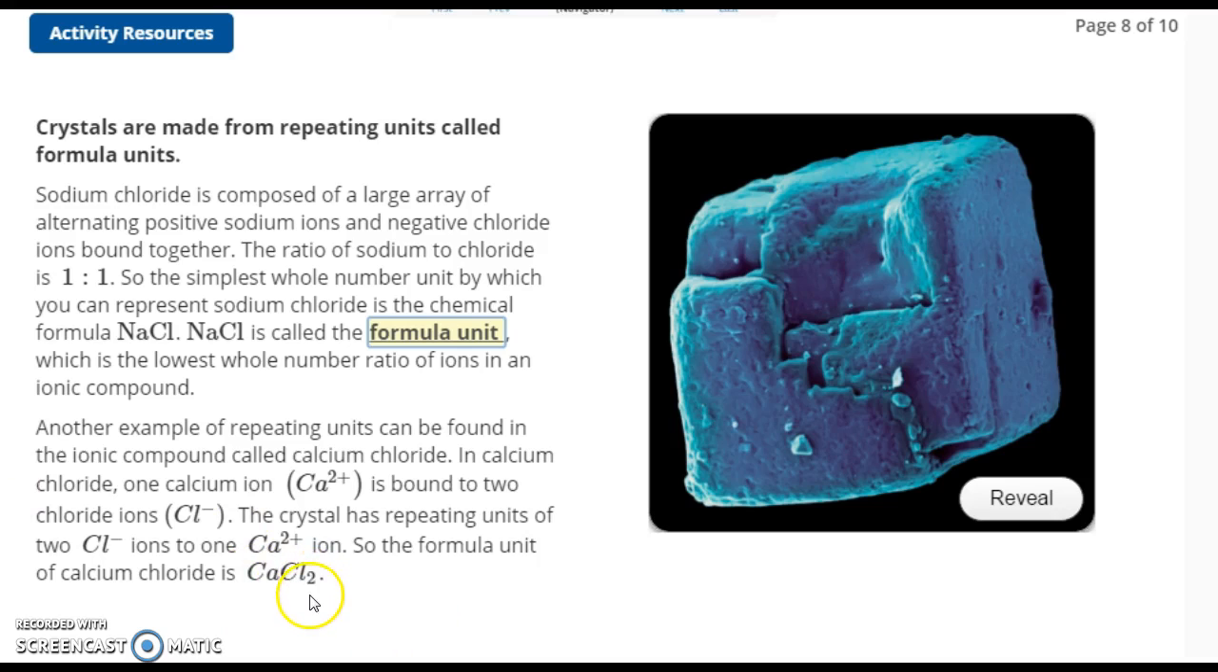The reason there's a 2 here is because calcium has a +2 charge. The reason there's only 1 calcium is because chlorine has a -1 charge. Every time you have 1 calcium, it's going to be bonded to 2 chlorines.